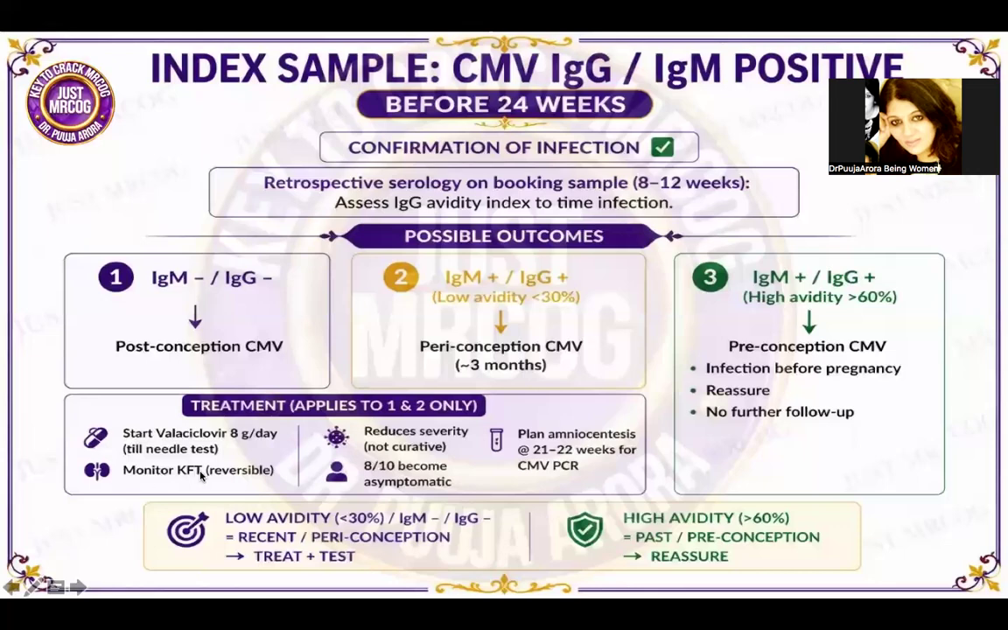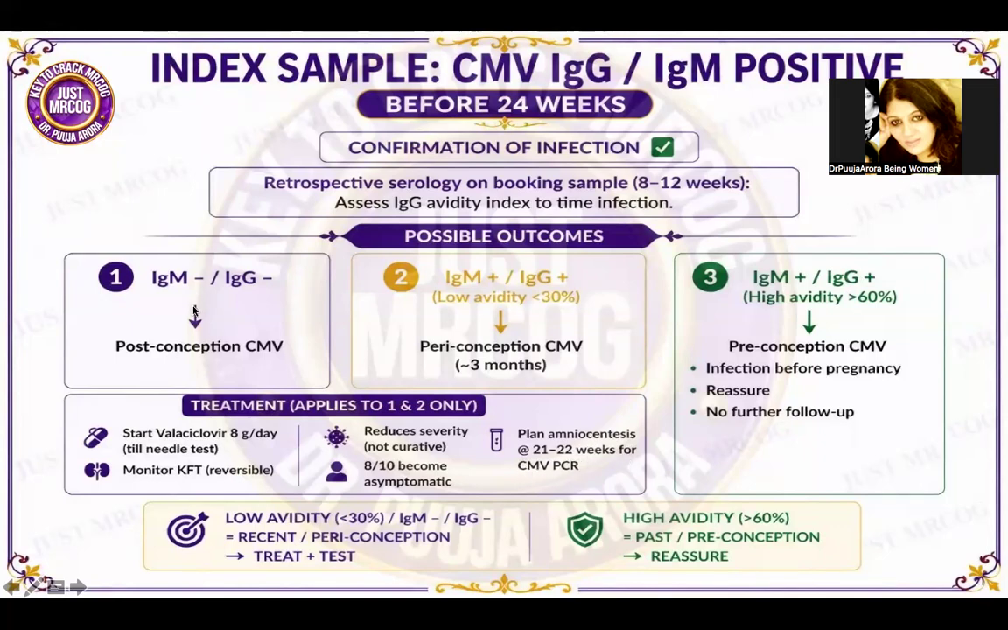We also offer KFT because this drug affects the kidney, but this effect is reversible. Once you stop, if there is any effect on the kidney, it is reversible. How does it help? It only reduces the severity. So what is the risk? The risk is vertical transmission to the unborn baby. So this reduces the severity. This is not curative. And 8 out of 10 women become asymptomatic. The baby is also protected. Then we plan amniocentesis from 21 to 22 weeks for CMV PCR.